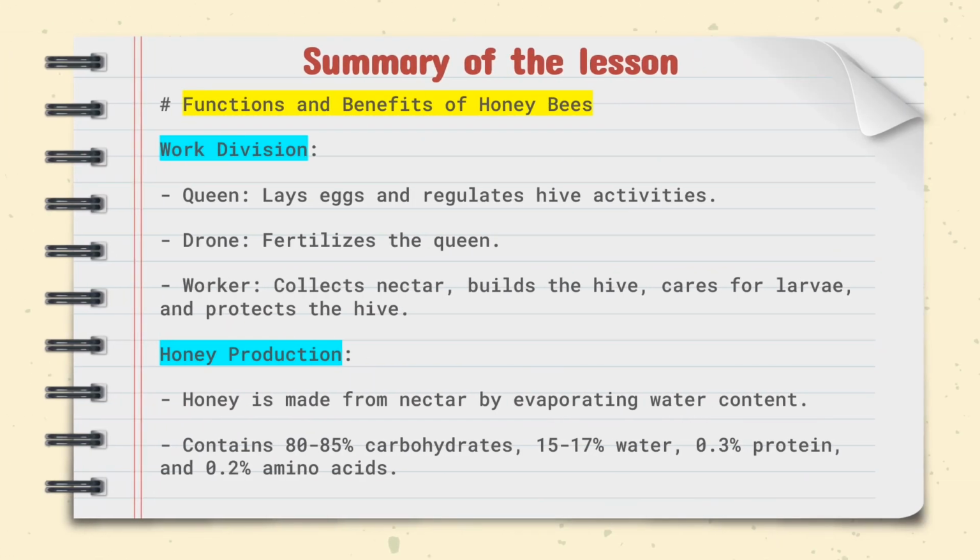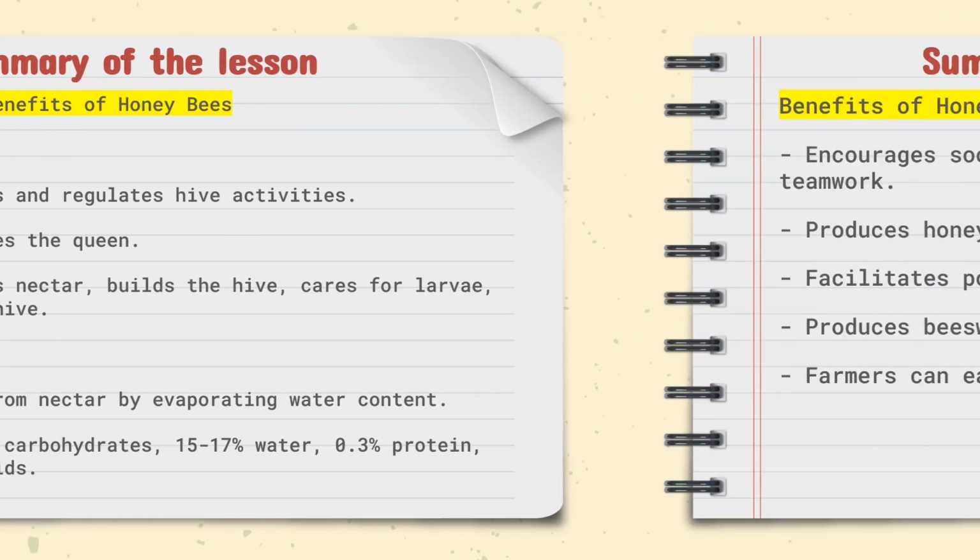Functions and benefits of honeybees. Work division. Queen lays eggs and regulates hive activities. Drone fertilizes the queen. Worker collects nectar, builds the hive, cares for larvae, and protects the hive. Honey production. Honey is made from nectar by evaporating water content. Contains 80 to 85% carbohydrates, 15 to 17% water, 0.3% protein, and 0.2% amino acids.